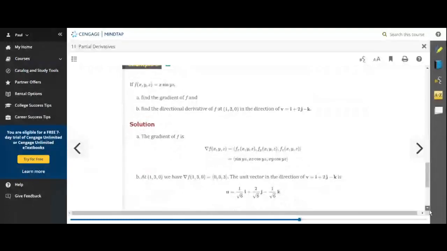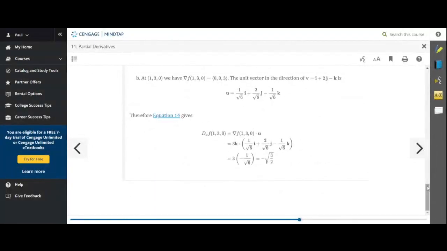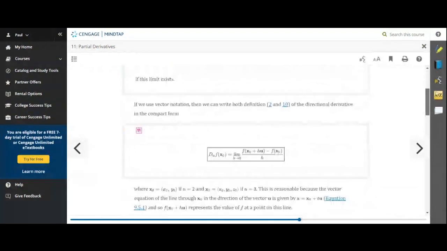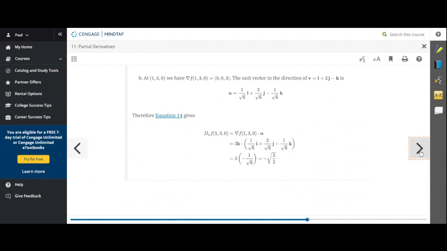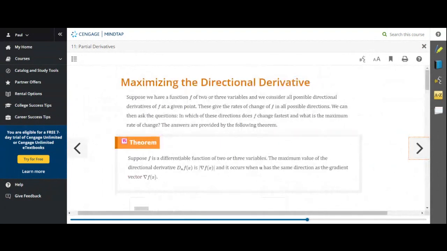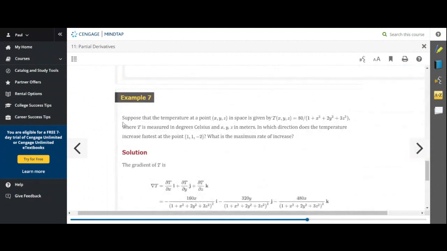We have a little more to go here in section 11.6. You have to excuse the background noise here. Hold on, there was an example I wanted to show you. Where is it? Yeah, example 7.